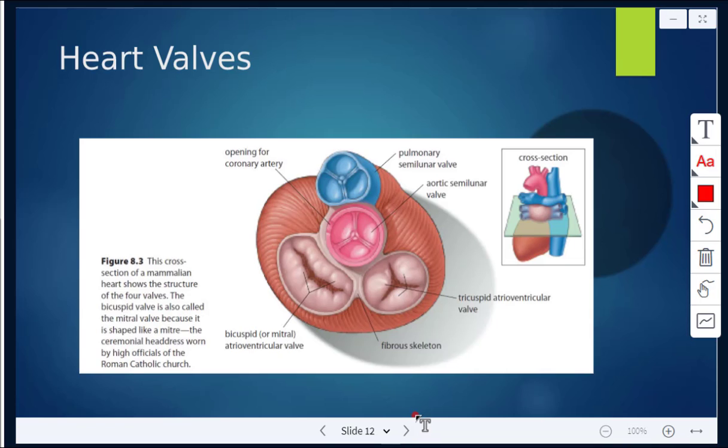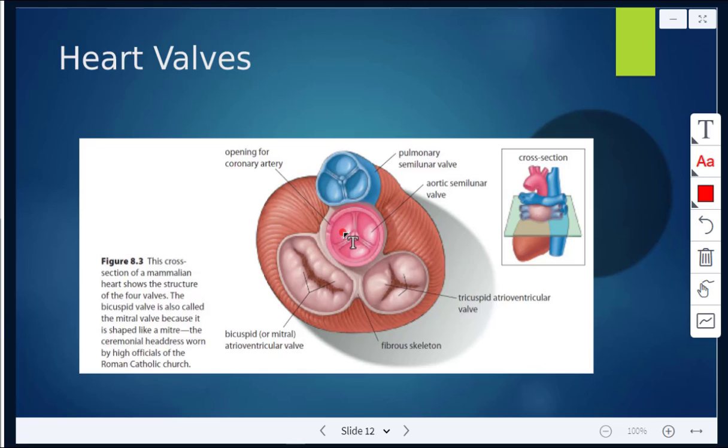All right, this diagram as well is showing the cross-section of a mammalian heart, showing the structure of the 4 valves. The bicuspid valve has another name. It's called the mitral valve because it's shaped like a mitre, the ceremonial headdress worn by high officials of the Roman Catholic Church. I'm not sure if I'm saying that correctly.